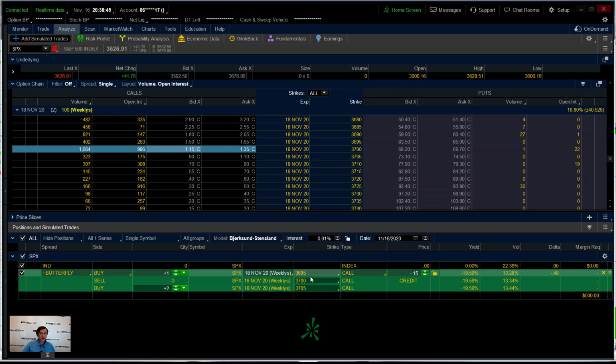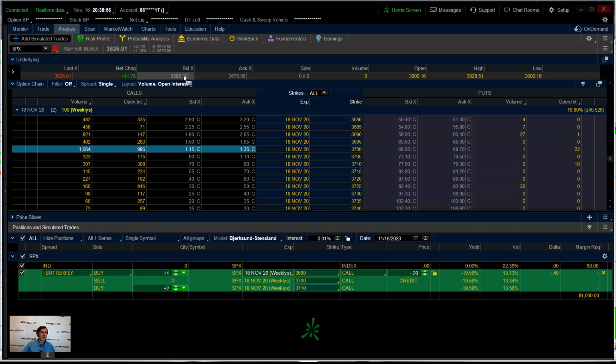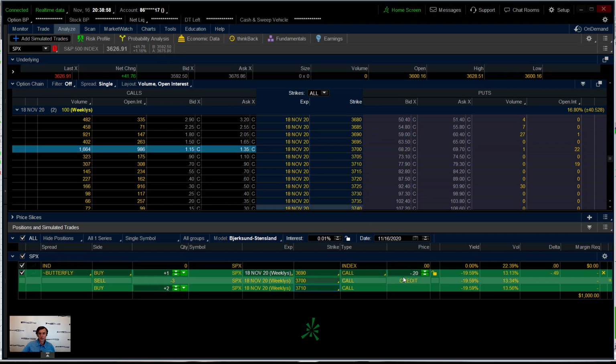Now, it's probably not going to be that easy to make money with only a $5 spread, but we can always push these out further and see how they price out. Notice that we could do it 36.90, 3,700, 37.10 for a 20-cent credit, excuse me. So depending on how you push these strikes out and where you put the longs and the shorts will all obviously depend on where the spread makes money or doesn't make money.